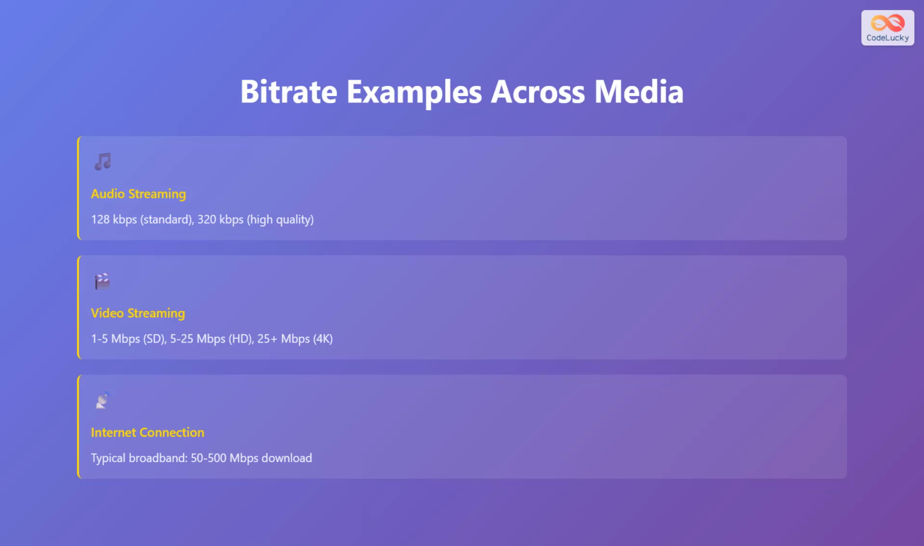Let's look at real-world bitrate examples. For audio streaming, standard quality uses around 128 kilobits per second, while high quality uses 320 kilobits per second. Video streaming varies significantly. Standard definition requires 1 to 5 megabits per second, high definition requires 5 to 25 megabits per second, and 4K resolution requires 25 megabits per second or higher. A typical broadband internet connection provides 50 to 500 megabits per second of download speed.